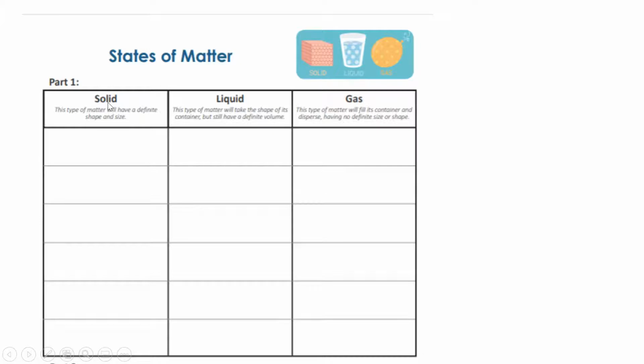So this is solid. This type of matter will have a definite shape and size. Liquid. This type of matter will take the shape of its container, but still have a definite volume. Gas. This type of matter will fill its container and disperse, having no definite size or shape. So I want you to fill this in and then move on.